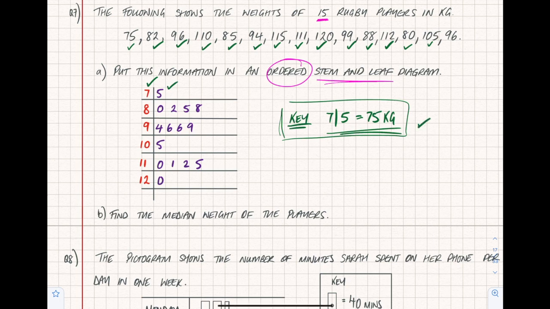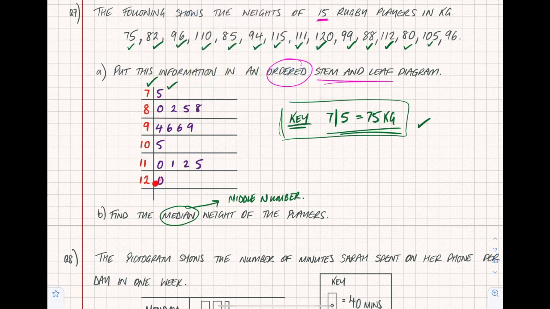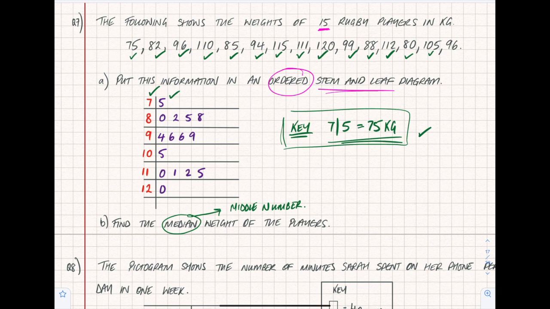Okay, so it then says find the median. So you need to understand what median means. This is your middle number. Now, in order to find the middle value, there's a couple of things you could do. You could cross out the smallest bit of information, so you could cross out the 75, then cross out the biggest, next smallest, next biggest. And then you carry this on until you get to the middle number. So smallest, biggest, next smallest, next biggest, next smallest, next biggest. You just got to be really careful to make sure you get the right way around.